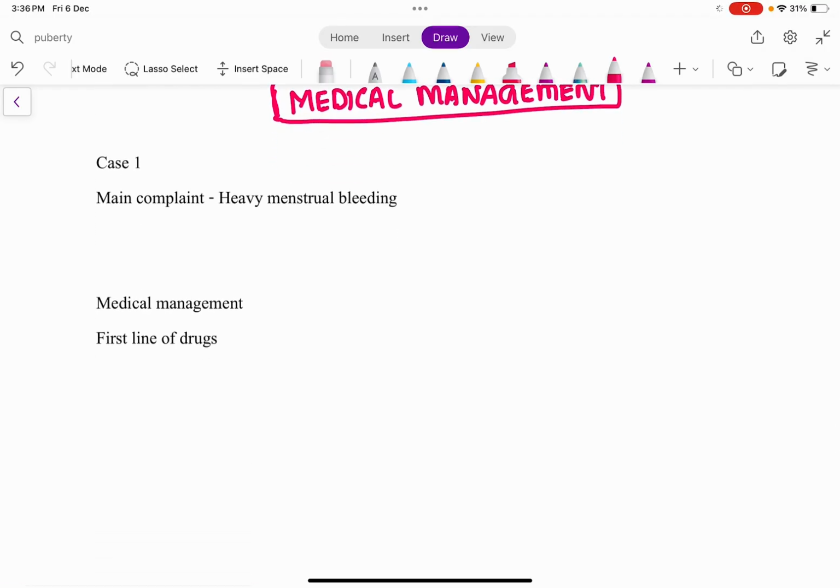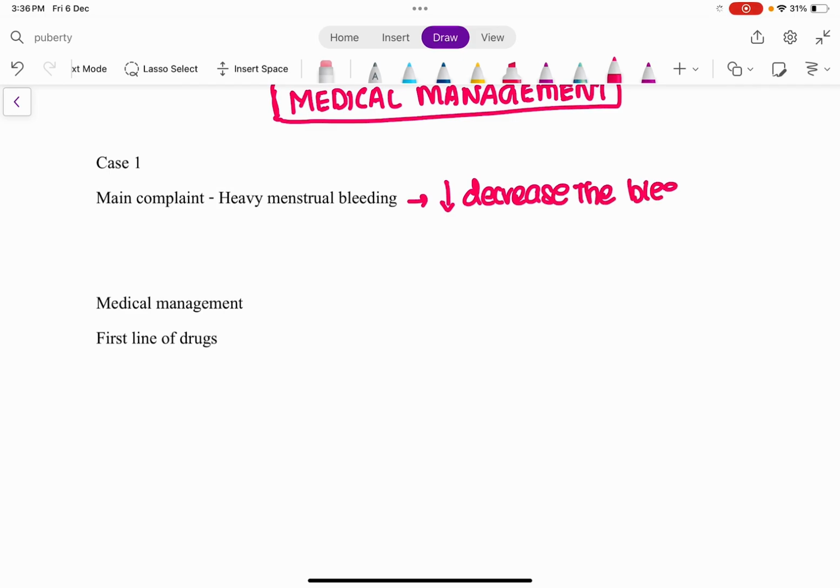Clear? Okay, so now just forget all those things. Now we are moving into the medical management. We are going to discuss it according to a case. Case 1 says that the main complaint when the patient comes is heavy menstrual bleeding. So if the main complaint is heavy menstrual bleeding, the treatment has to be to decrease the bleeding.